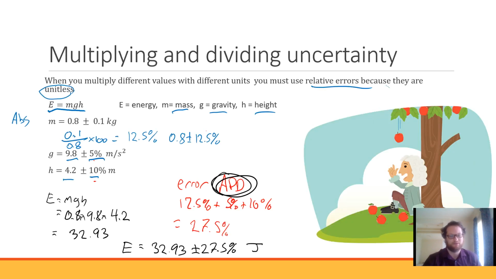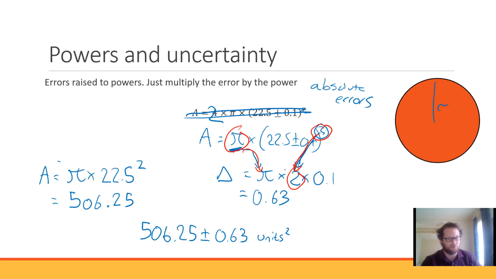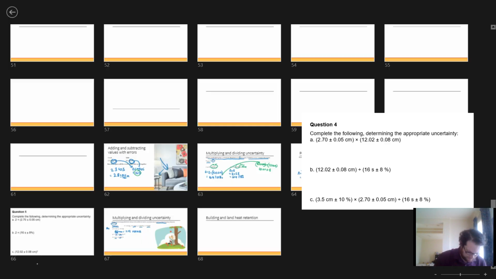Now, what I'm going to go do is look at a couple of questions here. I'm not going to do all of these questions, but these are the questions that are on the worksheet. So let's have a look at some of these and how you might approach them. So question 4: complete the following to determine the appropriate units for uncertainty. For the first one here, you can straight up see, hey, we're in trouble.